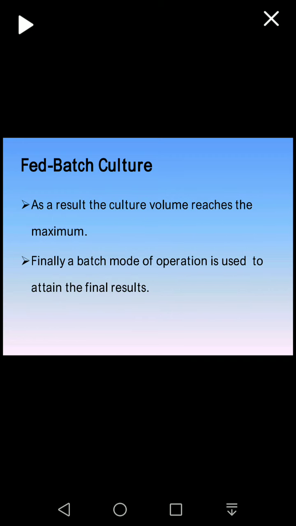In case of fed batch culture, the culture volume reaches the maximum, that is obvious, because you are adding the media at a continuous rate. Finally, a batch mode of operation is used to attain the final result. So at the final stage, a batch mode of operation means that you stop the fed batch process, and then you take out the product from the effluent pipes of the fermentation tank, and then you can identify the final results, that is, how much product you have obtained.